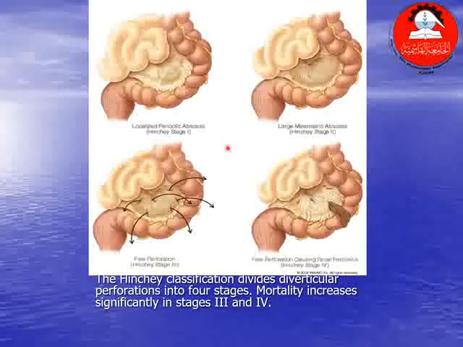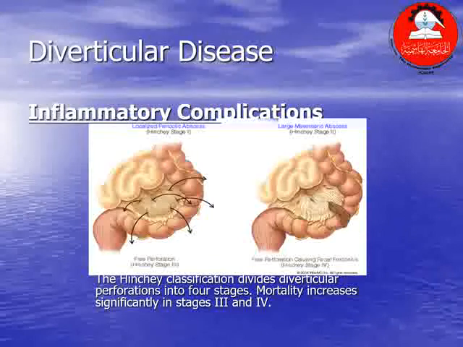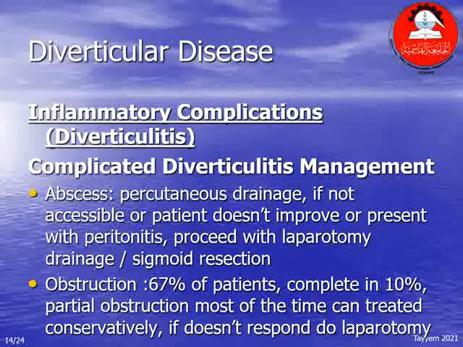So in class 1, there is localized pericolic abscess formation. Here is a large mesenteric abscess formation, and here there is a free spillage inside the peritoneal cavity. It is no more localized, and here you can see fecal contamination of the peritoneal cavity. So that's Hinchey class 4. The importance of the Hinchey classification is that it will guide your treatment and therapy.